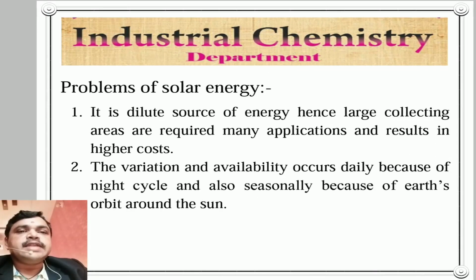Problems of solar energy. Number one, it is a dilute source of energy. Hence, large collecting areas are required in many applications, and this results in higher cost. And number two, variation in availability occurs daily because of the night cycle and also seasonally because of the Earth's orbit around the sun.